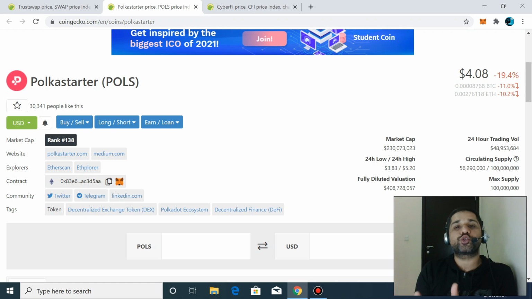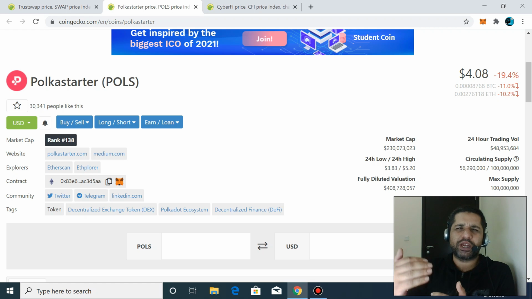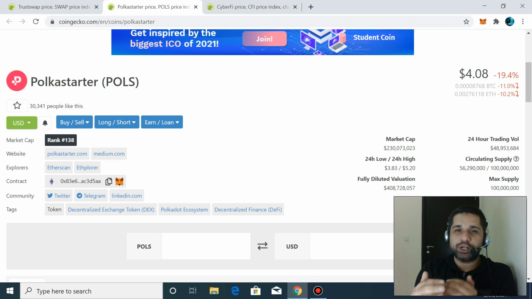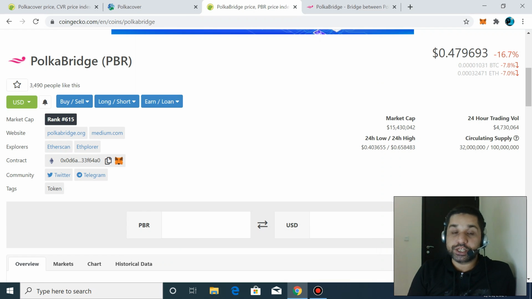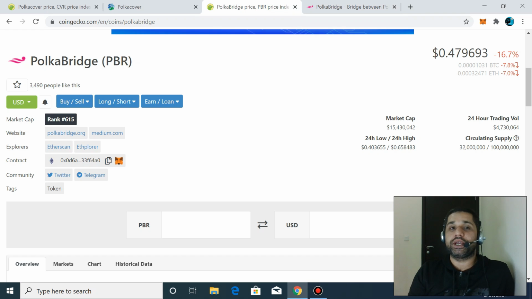Now I'm going to share two best altcoins with all of you, and if you hold those coins for a minimum of about the next 2 months, definitely you will make at least 10 to 15x easily. Now the first token in our list is PBR, Polka Bridge. What is Polka Bridge? The first decentralized bridge between the Polkadot platform and other blockchains. So this token will be huge, and as per my own idea, this token will easily reach $3 or $4 in the near future.